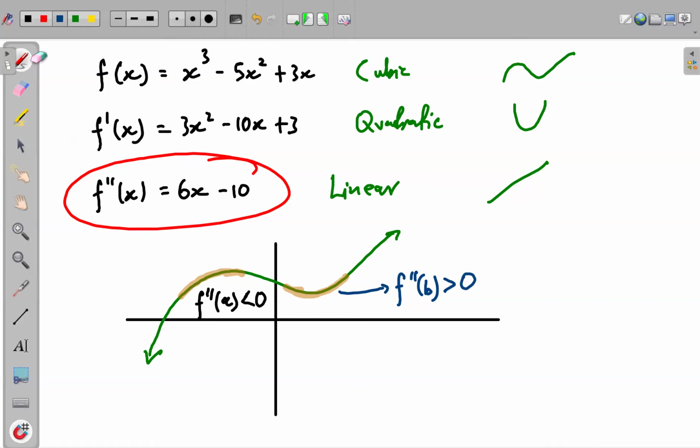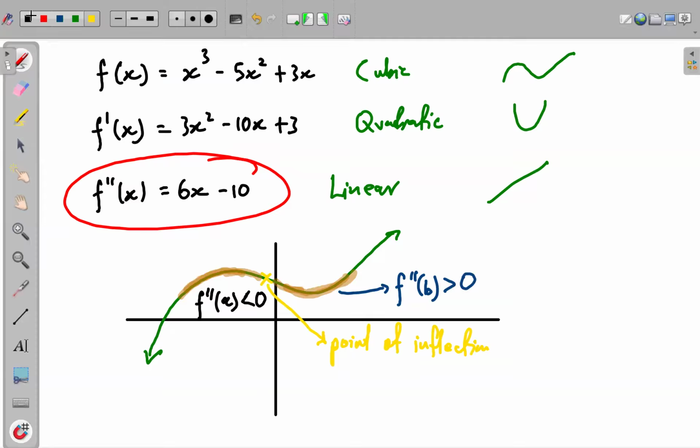Now, there is an interesting point that we must also be aware of. This is a point that actually separates concavity. In other words, this is a point where the graph changes from being concave up to being concave down, or concave down to being concave up. This special point or point of interest is known as the point of inflection.